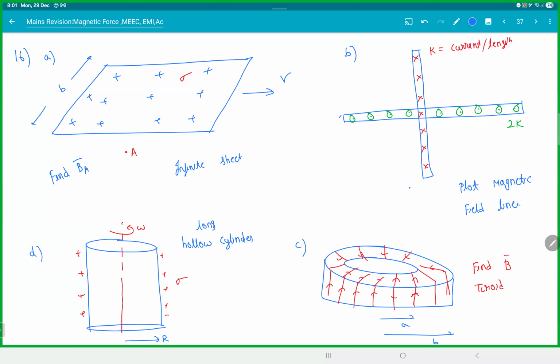Plot the magnetic fields and find the magnetic field of the toroid. N is the number of turns. You have all the data you need. C is anyway a direct formula. A, D are the important ones. Let's get them.